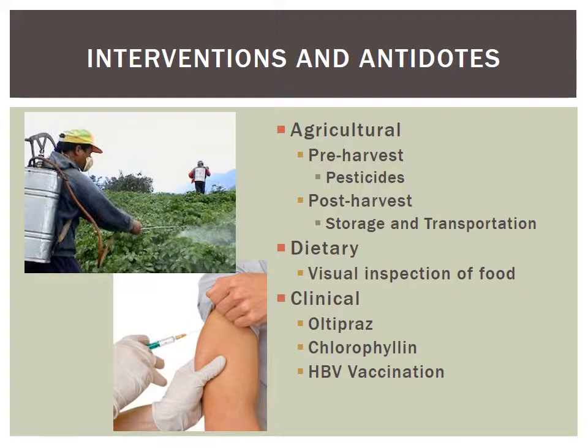For example, Oltipraz, an anti-schistosomal drug, can decrease the metabolism of aflatoxin B1 to its carcinogenic form and increase the detoxification pathways of its metabolites. Additionally, chlorophyllin, a mixture of chlorophyll derivatives used as a food colorant and over-the-counter medicine, has been shown to be an effective inhibitor of aflatoxin hepatocarcinogenesis by reducing the levels of aflatoxin DNA adducts.